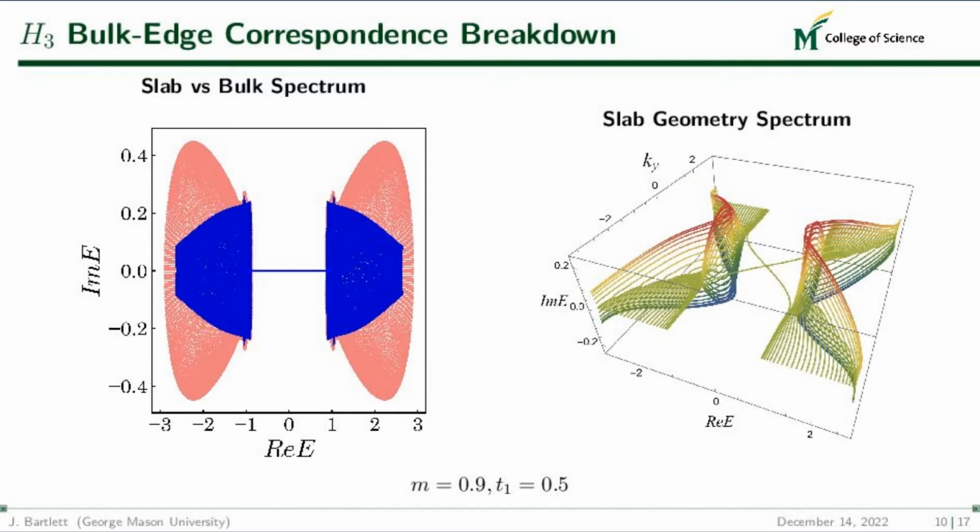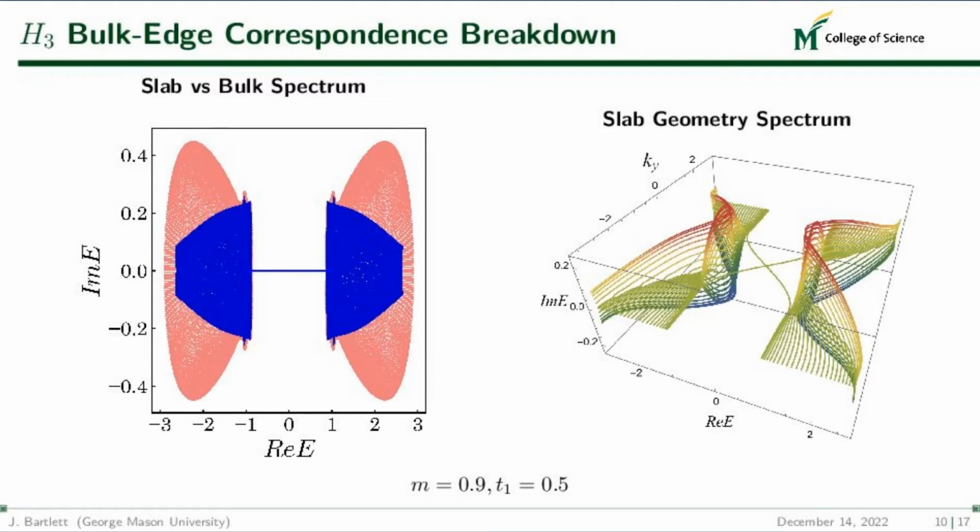We see that these two energies are very different. And then on the right is just the same blue slab energy plotted in 3 dimensions. So we see that there are two what we call continuum bands, and then two edge states that traverse this gap. And so this is what the slab geometry spectrum looks like.